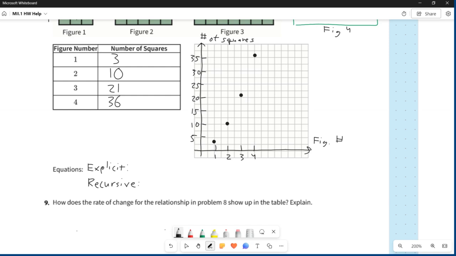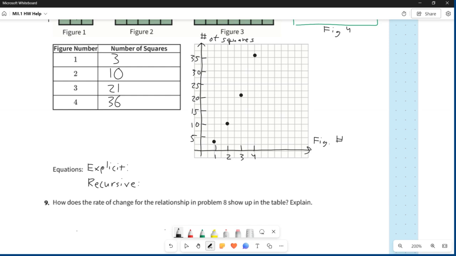All right. So we've done most of this problem now. We filled out our table. We've graphed it. We figured out how many are in figure number 4, which is 36. Then we just need to come up with the equations. Now, in my opinion, this is probably the more challenging part of this question, but certainly not beyond our capabilities.